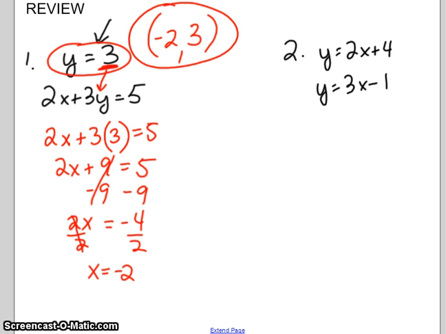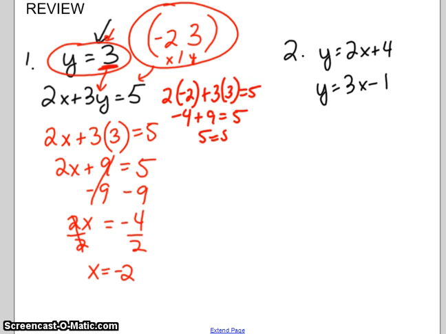Okay, if you want to check it, remember we can plug both x and y into one of the equations. Now I would select this equation because this one right here does not have an x value. Alright, so 2 times negative 2 plus 3 times 3 equals 5. Negative 4 plus 9 equals 5. Yep, we got it right.